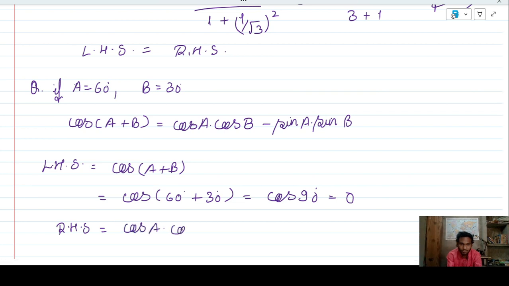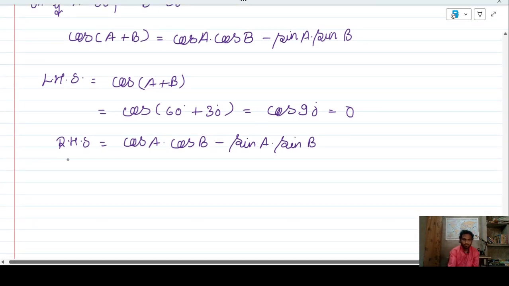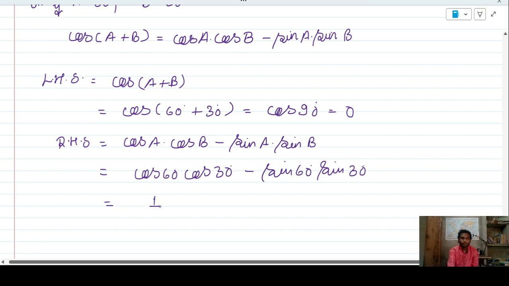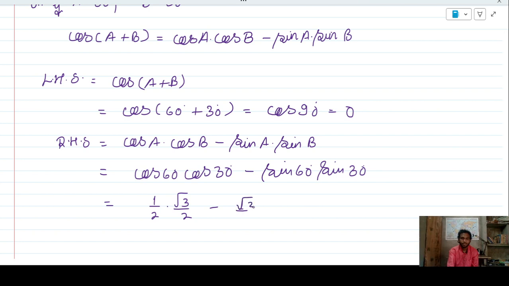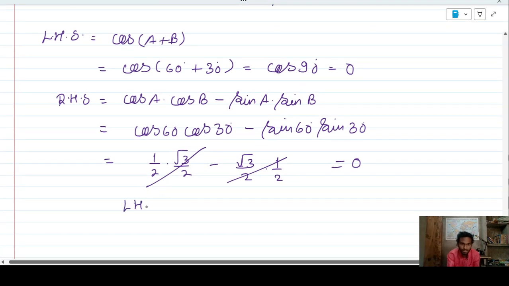cos A into cos B minus sin A into sin B. Value of cos 60, cos 30, minus sin 60 sin 30. 1 upon 2 into root 3 by 2 minus root 3 by 2 into 1 upon 2, and also this is equal to 0. Left hand side equals right hand side.